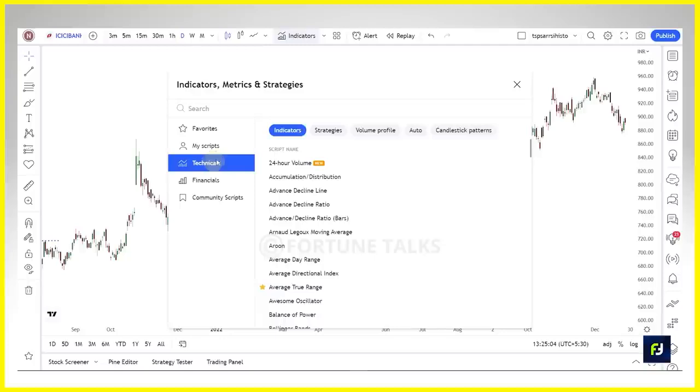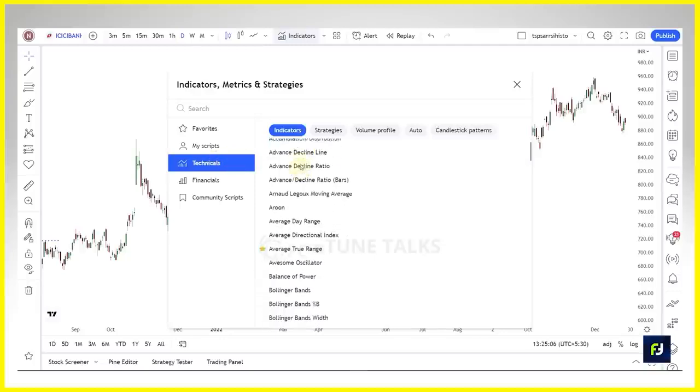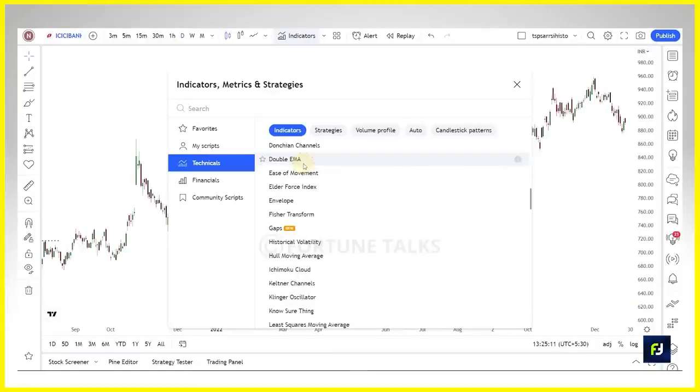And once you do that, you will find a lot of indicators to choose from. But the ones that we are looking for are related to chart patterns. On the top section of this pop-up, you can see multiple options like indicators, strategies, volume profiles, etc. So click on the one that says Auto.